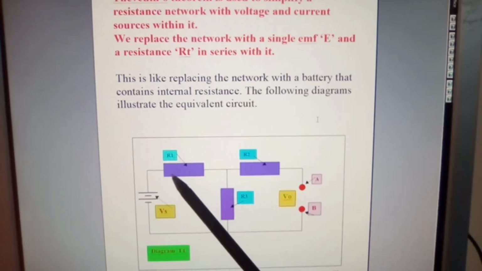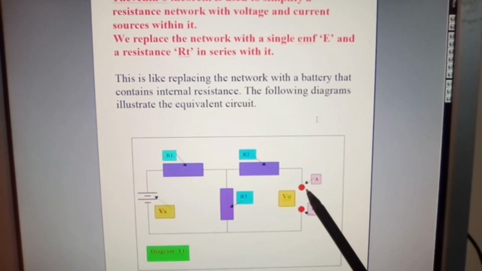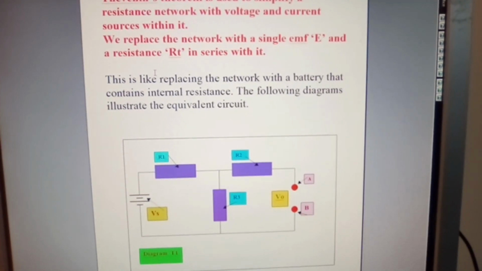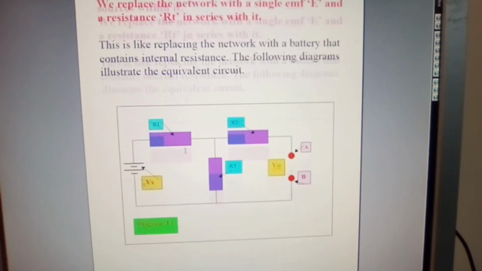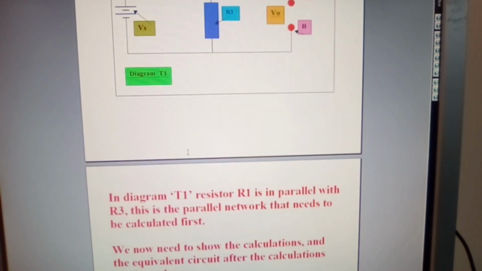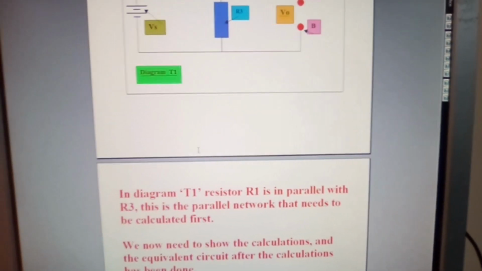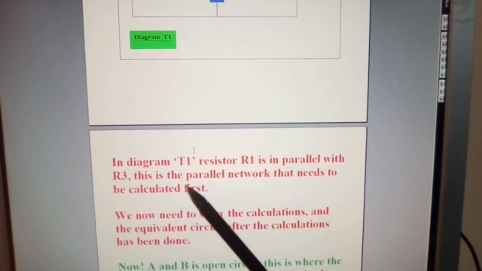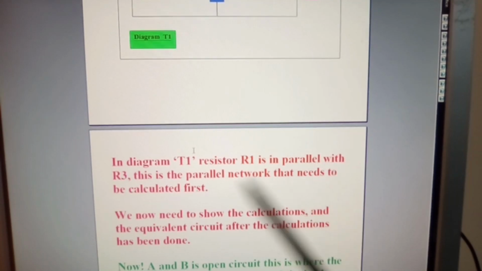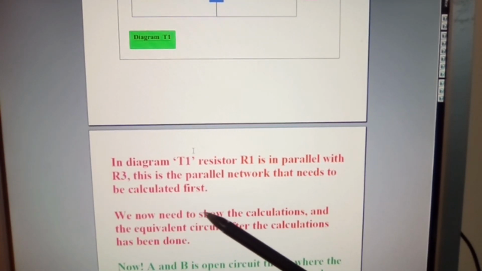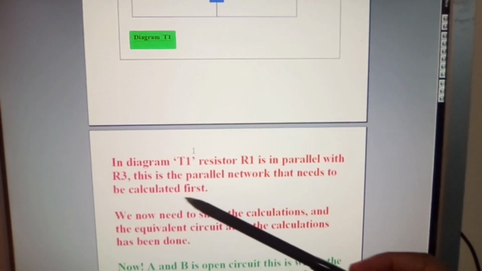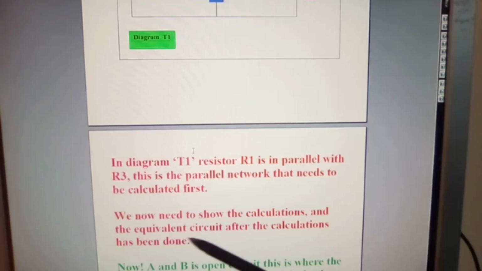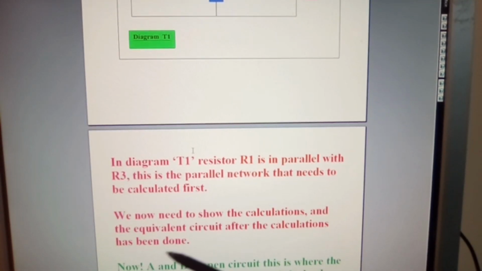Vs, source supply, R1, R2, R3, and your output. And I call this diagram T1. In diagram T1, resistor R1 is in parallel with R3. This is the parallel network that needs to be calculated first. We now need to show the calculations and the equivalent circuit after the calculations have been done.